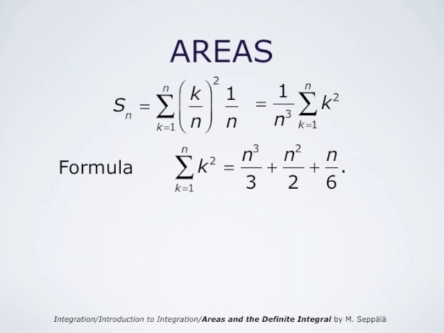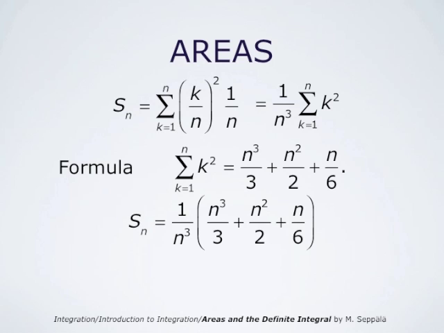Next we use the formula: summation k from 1 to n k squared equals n cubed over 3 plus n squared over 2 plus n over 6. And we plug that in place of the sum of k squared. We obtain that S_n is 1 over n cubed times n cubed over 3 plus n squared over 2 plus n over 6. By expanding the brackets, we get 1/3 plus 1 over 2n plus 1 over 6n squared.